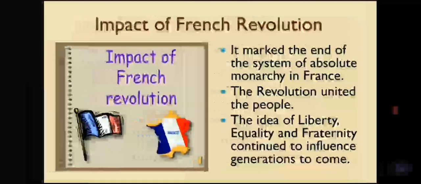Impact of the French Revolution. The French Revolution had many lasting results. It marked the end of the system of absolute monarchy in France. The revolution upheld the theory of people's sovereignty and laid the foundation for the birth of liberal constitutional government in Europe. Liberty, equality, fraternity became the watchword of freedom-loving people all over the world and inspired many later political movements for the establishment of liberal democracy in Europe and everywhere.